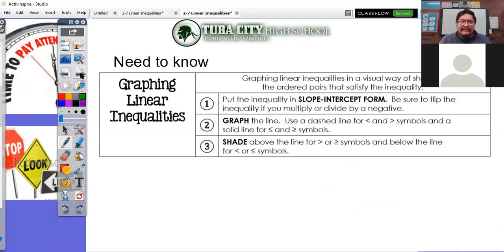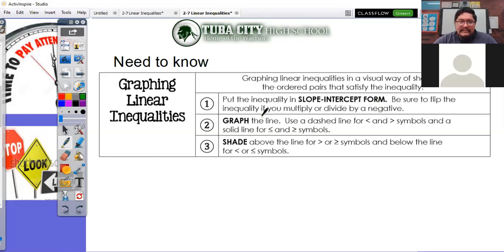We're going to use graphing to show what I call the solution area. That way you can easily spot an area where you know that you're going to get a true statement. As they explain it, graphing a linear inequality is a visual way of showing the ordered pairs that satisfy the inequality. Basically you just point to it and say, okay, that's going to work out. So the steps are: put the inequality in slope-intercept form. Now be sure to flip the inequality sign if you multiply or divide both sides by a negative, or everything by a negative.